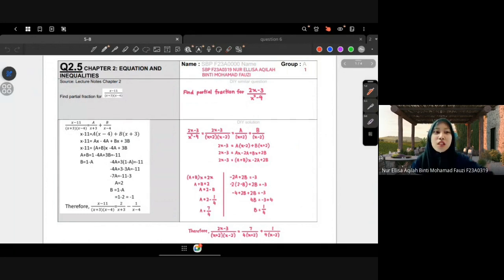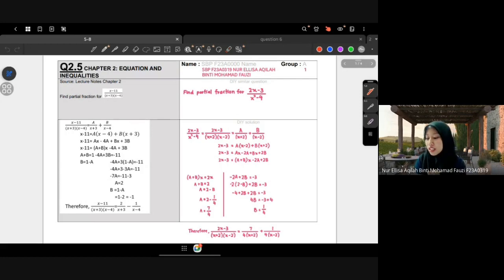Firstly, for question number 5, we will find the partial fraction of 2x minus 3 over x squared minus 4. First we factor the denominator, which gives us x plus 2 times x minus 2. Next, we want to express 2x minus 3 over x plus 2 times x minus 2 as the sum of two simple fractions. So this gives us a over x plus 2 plus b over x minus 2.